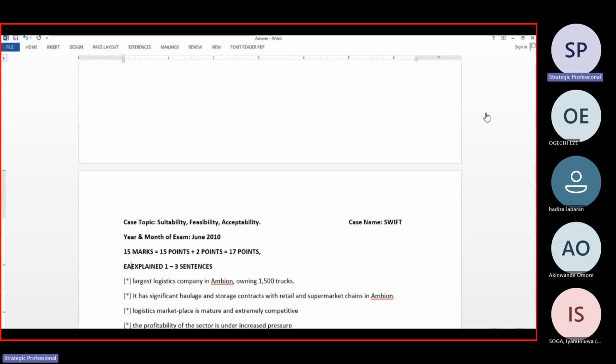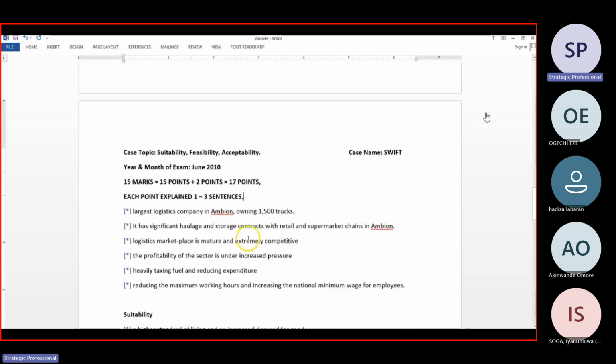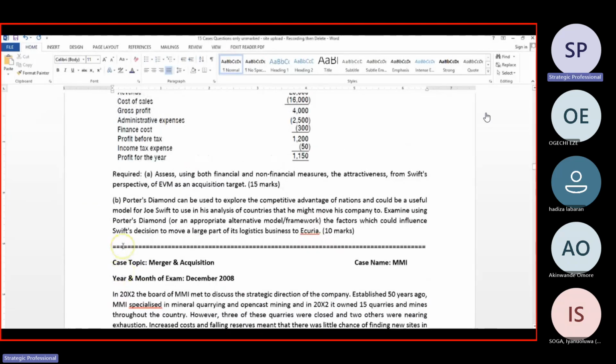So each point should have been explained in 1 to 3 sentences, and that would have fetched you the 15 marks. This is a lengthier case study, and this is a little bit confusing case study. You have to read it at least twice to get an understanding. Why should we read it twice? Even in this explanation, we would have found it a little bit difficult.